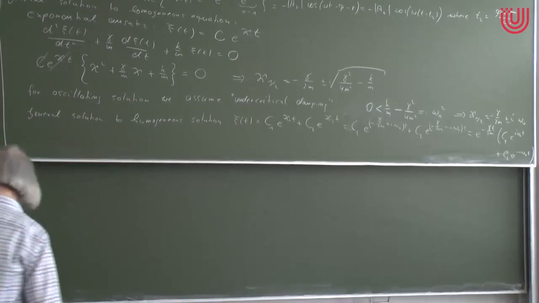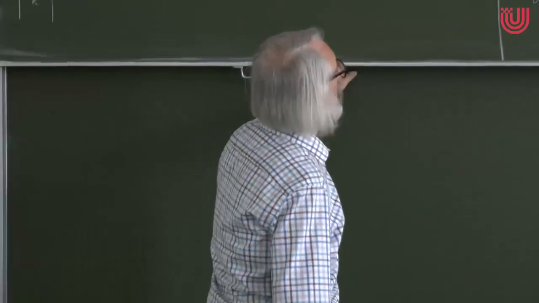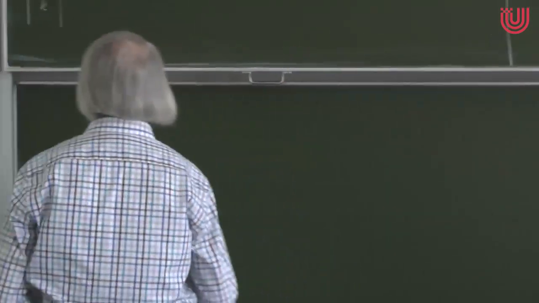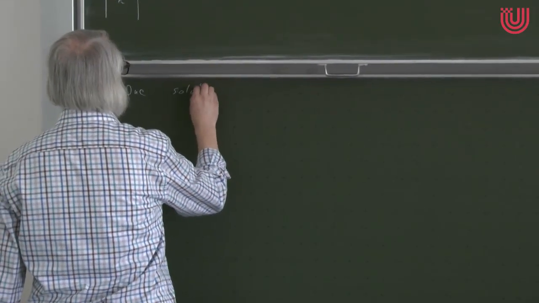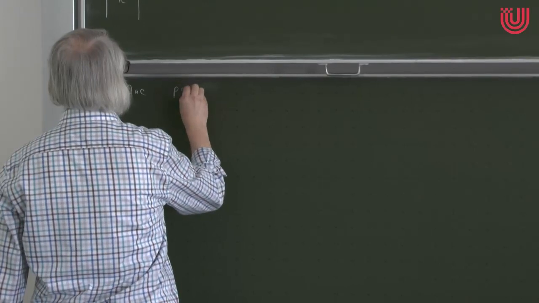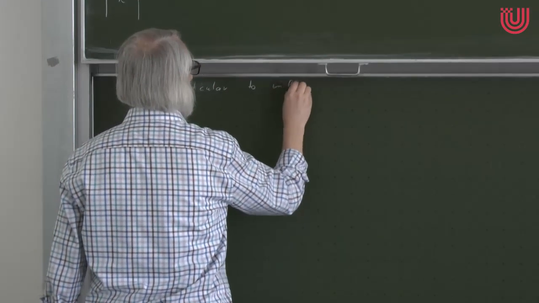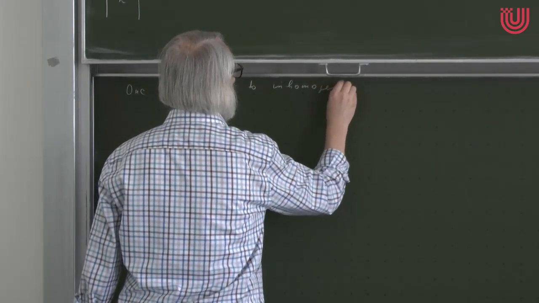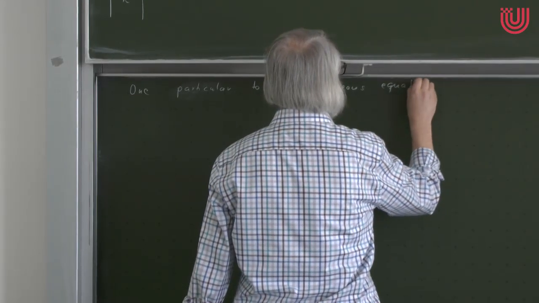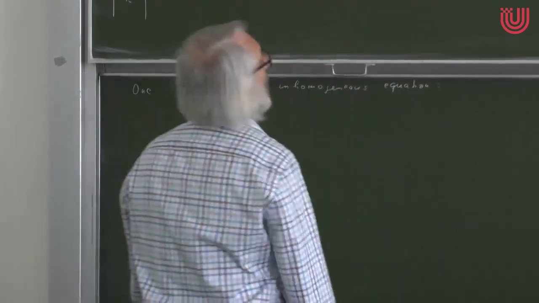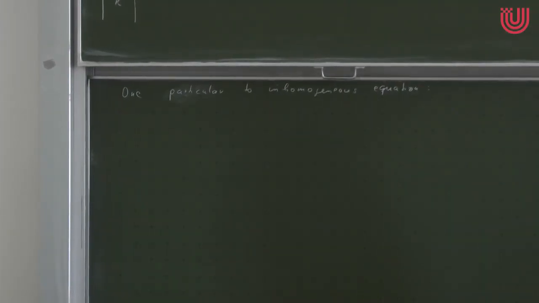So we need one solution to the inhomogeneous equation, one particular integral, and this will determine the behavior of the solution. One particular solution to the inhomogeneous equation. Well, I have a driving force. It's there in the top line. I have the equation I want to solve now.